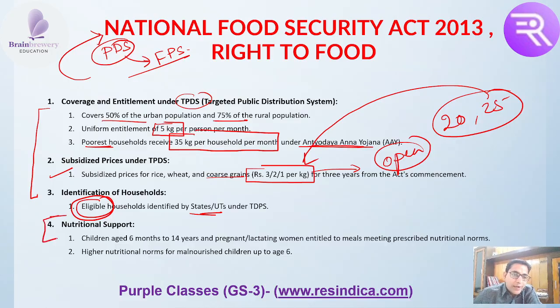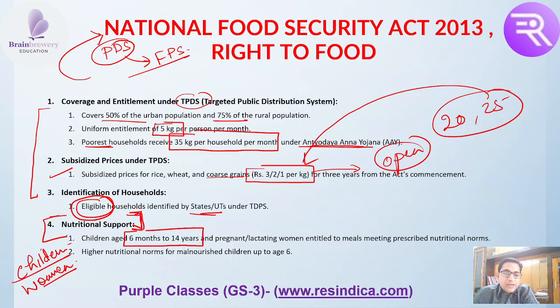Then there is also an aspect of nutritional support, because we have children at a very small age, and lactating mothers. So children between 6 months to 14 years, and pregnant and lactating women, will be getting hot cooked meals to support their nutritional requirement. Okay, and a higher nutritional norm for malnourished children up to the age of 6 years. So those who are malnourished will be getting much higher nutritional food.